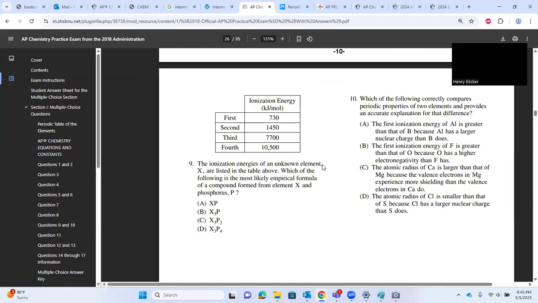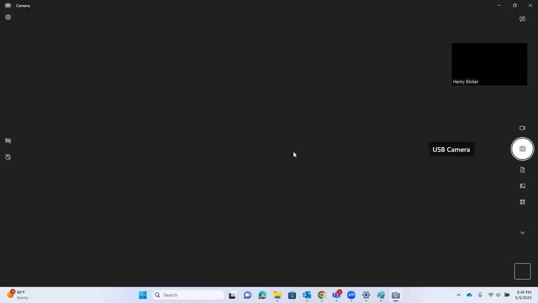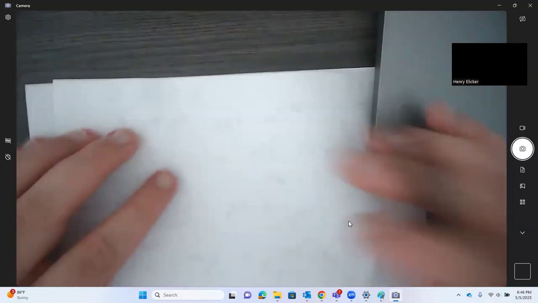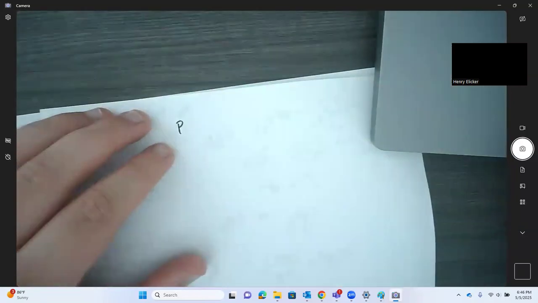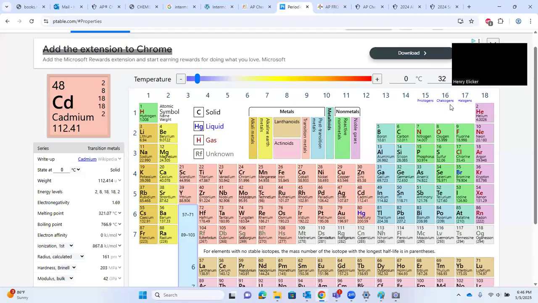Let's go right to 9. 9 is saying, well, the ionization energies of the unknown element X are listed on the table, which of the following is most likely the empirical formula formed by this element X in phosphorus. Remember that if this is ionization, it's about forming ions. So remember phosphorus on the periodic table. You gotta be able to look at the periodic table and say, based on this group, this will be a certain charge. For instance, group 1 is +1, group 2 is +2 ions. Group 15 or 5A is -3, then -2 for this one, -1.